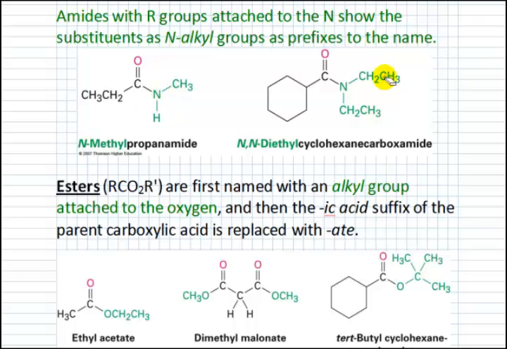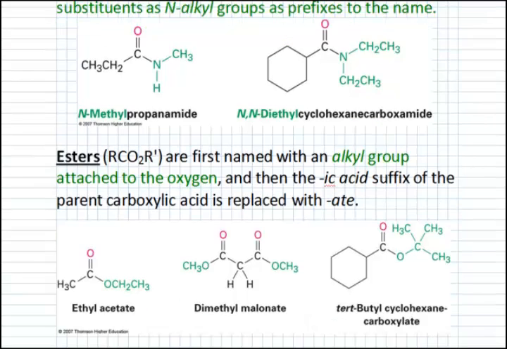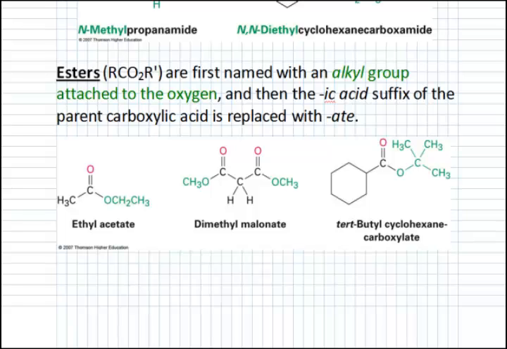And if we have two R groups, we have to call it N,N. If they're the same, it's like this N,N-diethyl cyclohexane carboxamide, because it would have come from cyclohexane carboxylic acid. So the amide, the NH2, would be cyclohexane carboxamide. This is N,N-diethyl. We could conceivably have an N-ethyl, N-methyl, something like that. So just add those N-alkyl groups at the beginning of the name.